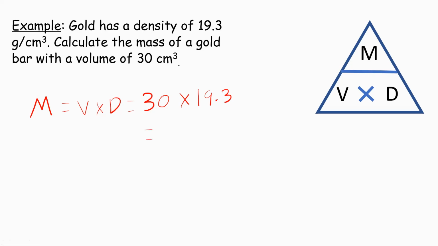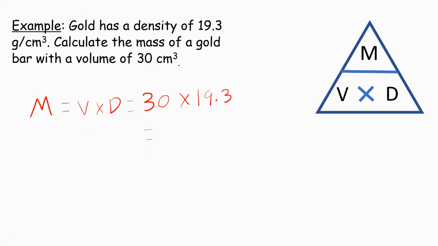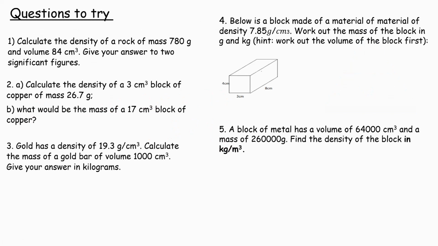So we have 30 times 19.3, giving us 579, and the units are going to be grams. Here are some questions for you to try. Please pause the video now and have a go, and when you're ready for the answers, press play.